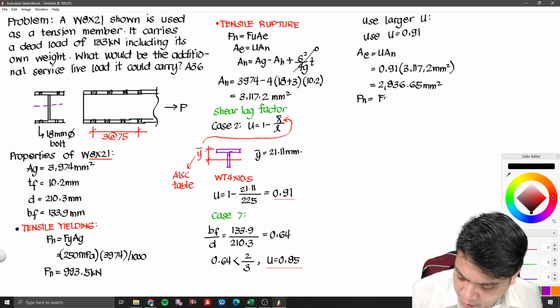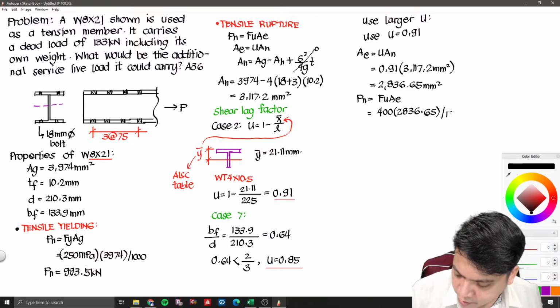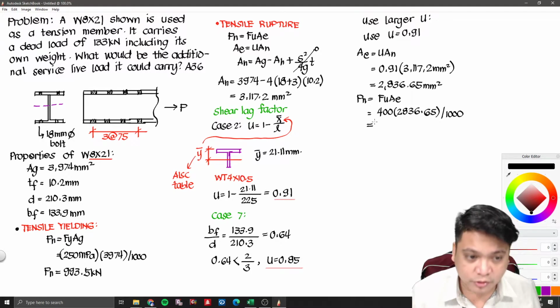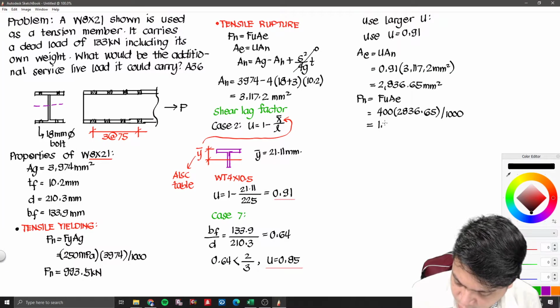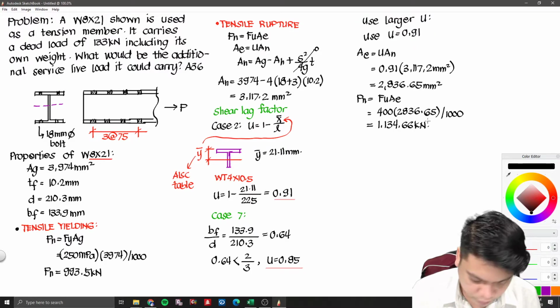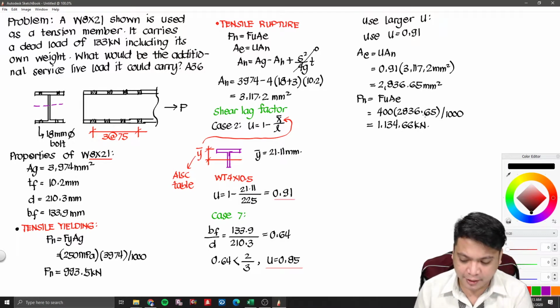Pwede na tayo ngayon kumuha ng P sub N. So, P sub N natin is equals to FU multiplied by AE. So, FU is 400 multiplied by 2,836.65, and i-divide ko namang 1,000 para maging kilonewton. So, 400 times 2,836.65 all over 1,000, you will be having here 1,134.66 kilonewton.